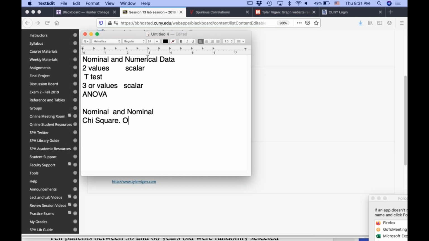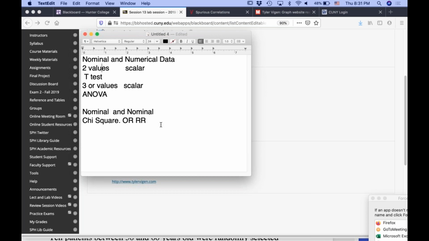And we'd also do odds ratio maybe, and we could do relative risk. So we had a couple extra things there, right? So we have scalar and numerical. We have nominal and scalar. We have nominal with more than two values and scalar. We have nominal and nominal.